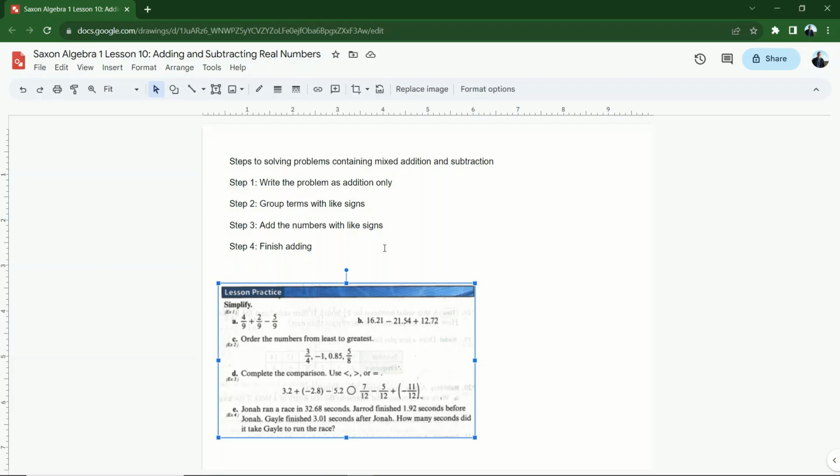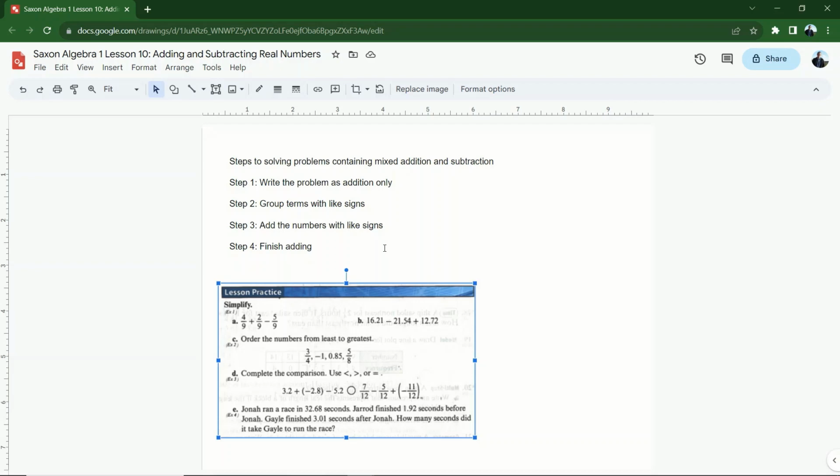There are 4 steps to solving these problems, and really only 3 of these steps are different from what we've done before. First of all, we're going to rewrite the problem as addition only. Any subtraction parts are going to change into plus the opposite of. We're going to group terms with like signs. Once we have an all addition problem, you can move the terms around into different orders and it will still have the same result.